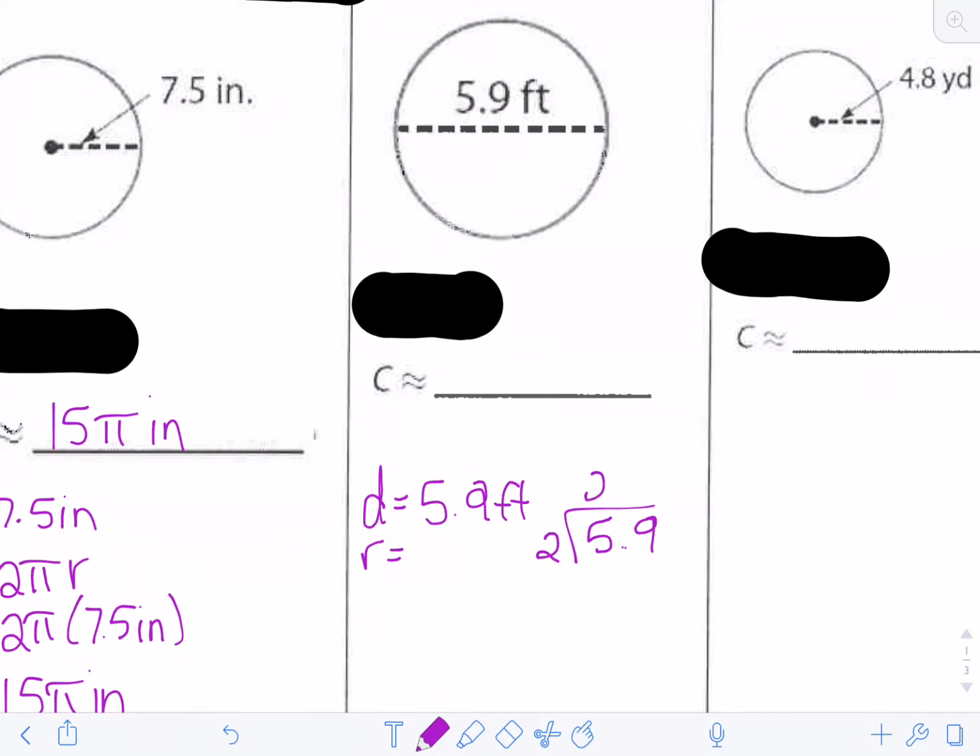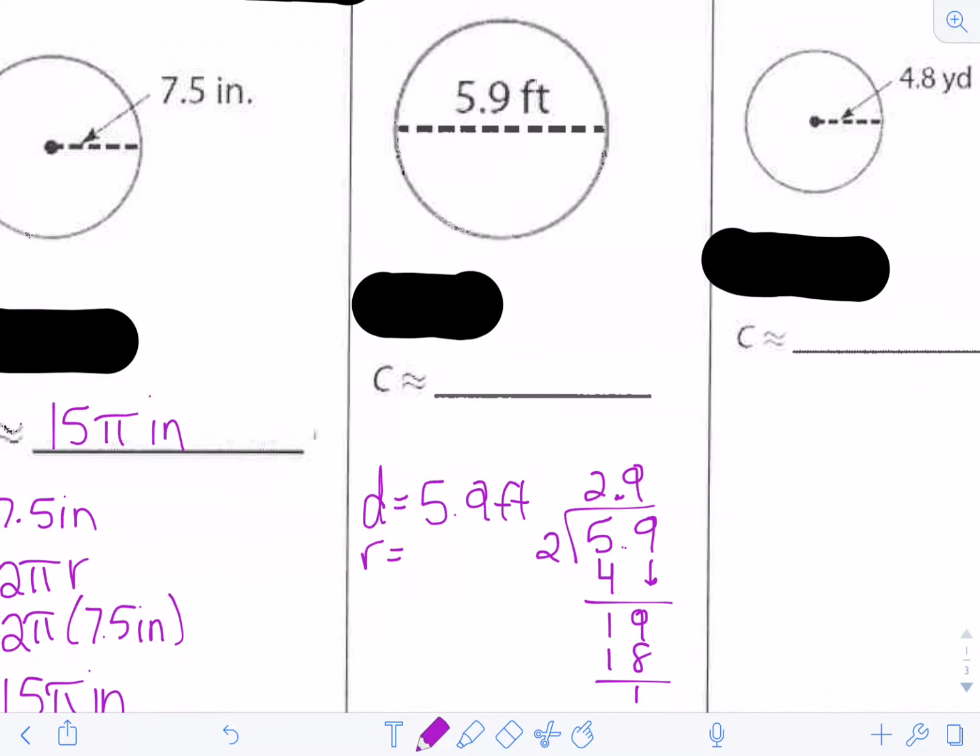2 goes into 5 2 times. 2 times 2 is 4. That's 1. There's my decimal. I'm going to bring down the 9. 2 goes into 19 8 times. Or not 8 times, 9 times, because 9 times 2 is 18.